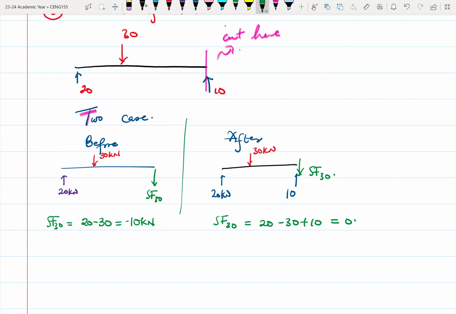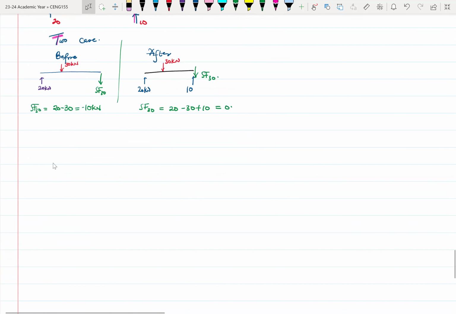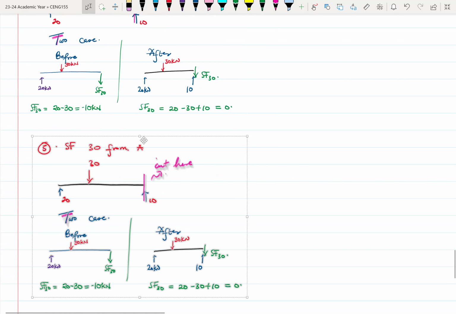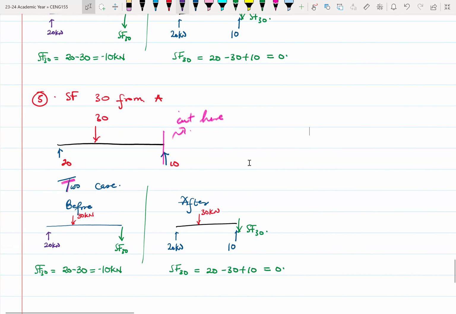Now let's look at the last one. With the last bit, this is like 6 or 7 maybe, and this is at 0 meters from A. So that is point A. Here we cut this section right here.